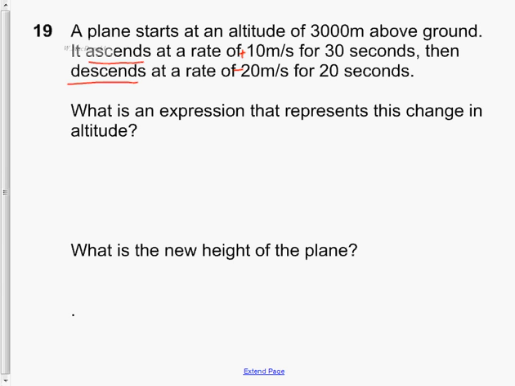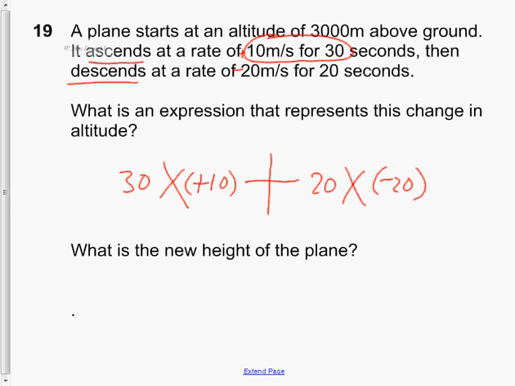So the first part, for ascending, is 30 seconds of going up 10 meters each. So the first part of my expression is going to be 30 times positive 10. The second part of my expression will be combining that with, or adding it to, 20 seconds of going down 20 meters each of those seconds. And that expression, 30 times 10 plus 20 times negative 20, is the expression I'm looking for that represents a change in altitude.